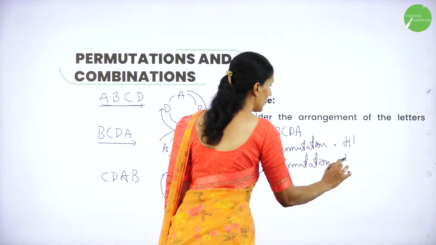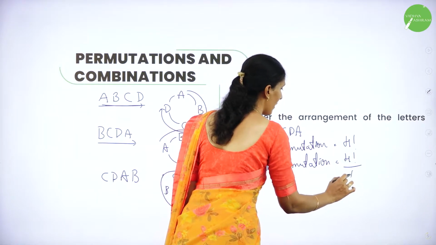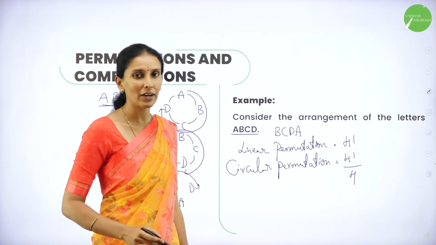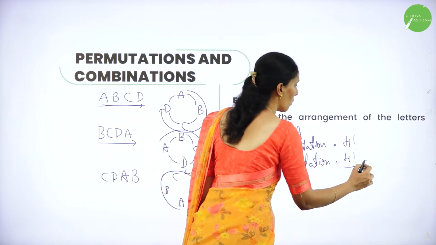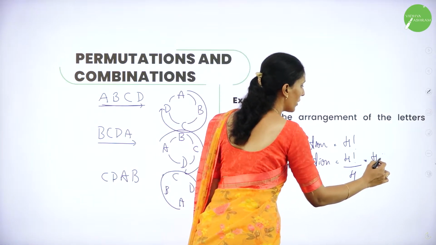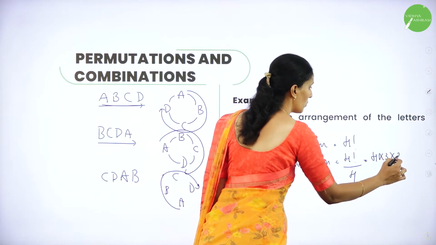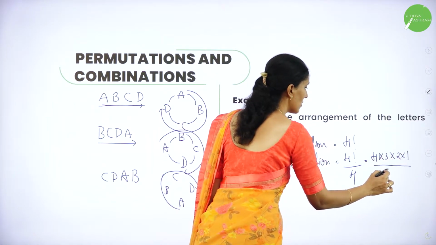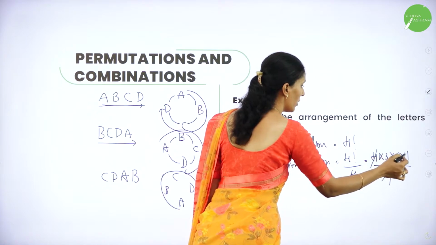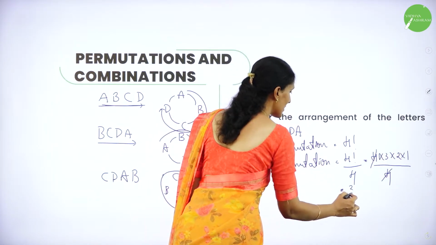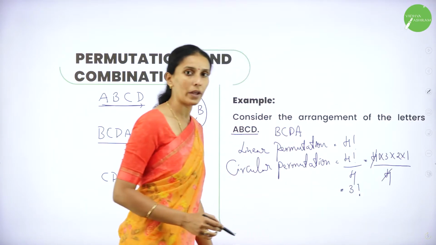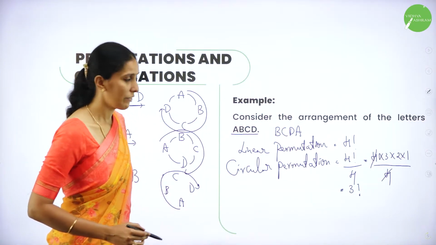This factorial is always divided by 4. If you have n factorial, it is taken as n factorial by 4. So what is 4 factorial? 4 into 3 into 2 into 1. When you cancel 4, you are remaining with 3 into 2 into 1. So it can be taken as 3 factorial.